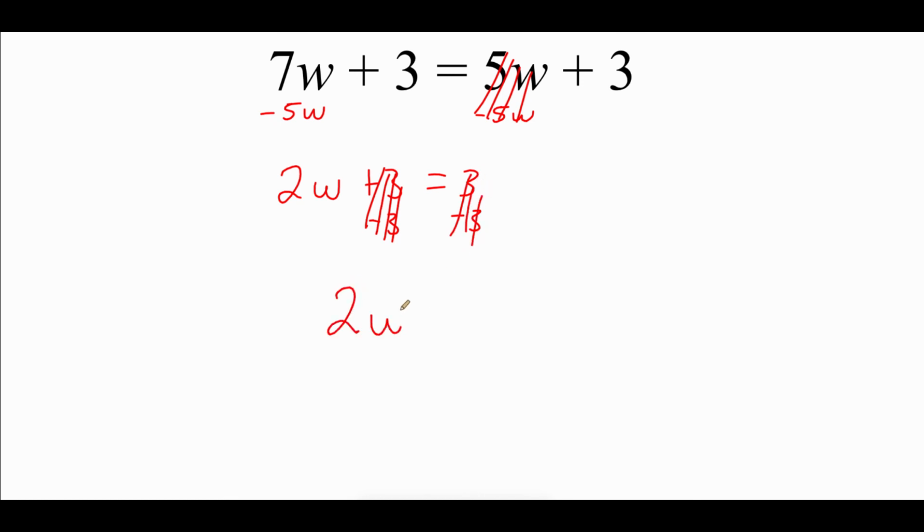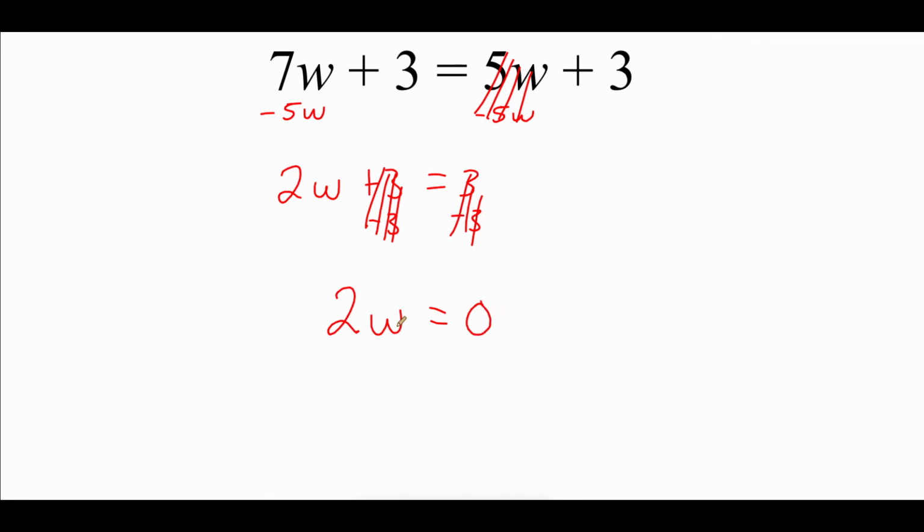So we get 2w equals, but we just canceled out that 3 on the right-hand side. But we need to have something over there. We can't have an equation that doesn't have anything on one side. So when I take 3 minus 3 on the right-hand side, instead of thinking of that as canceling out, I want you to think about it as 0, because 3 minus 3 is 0.